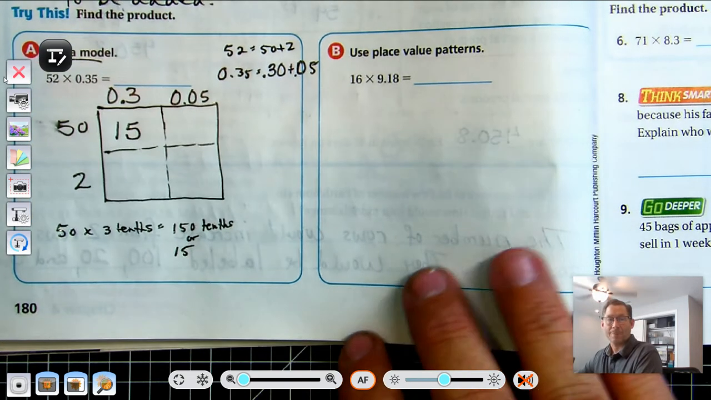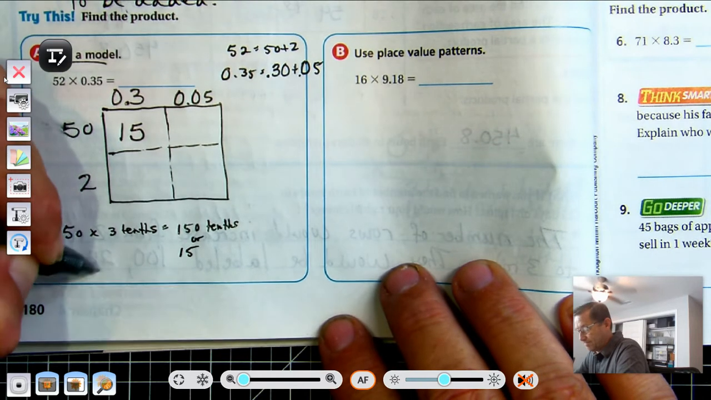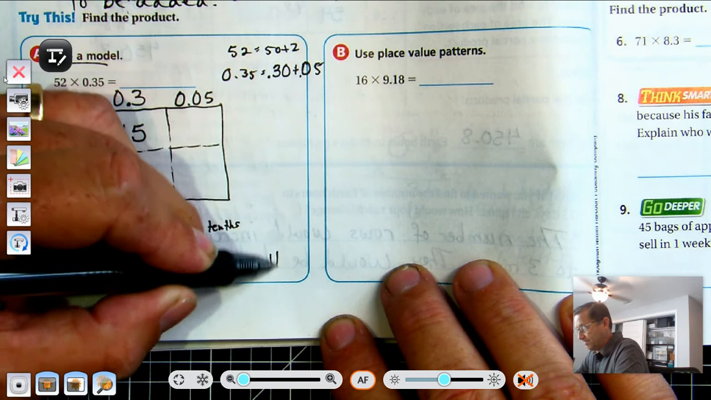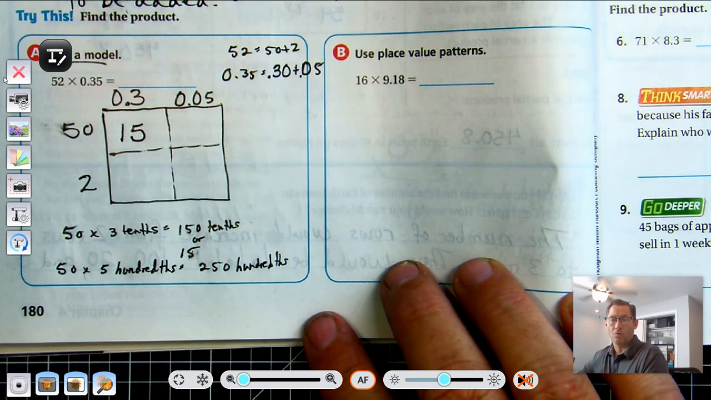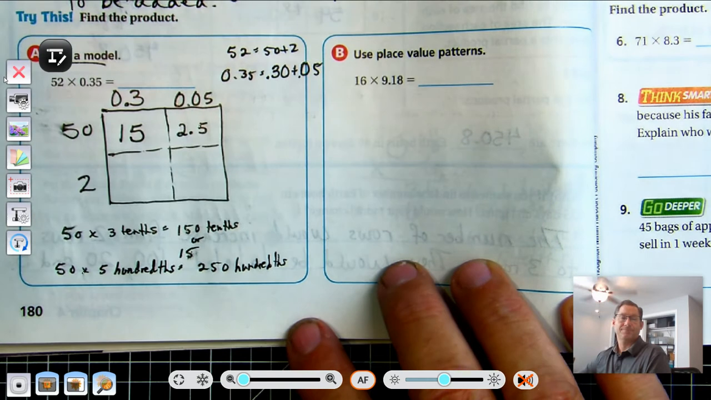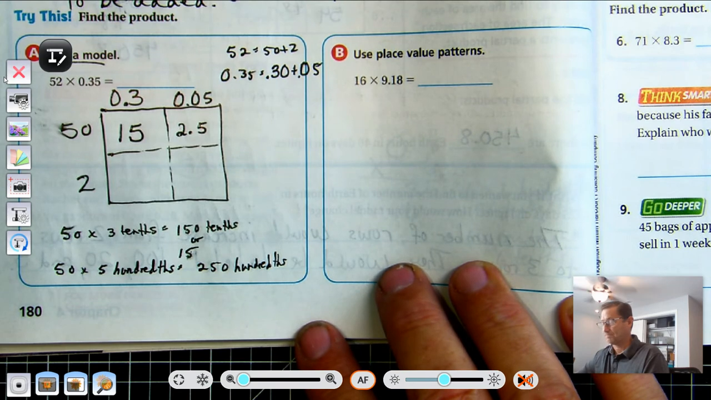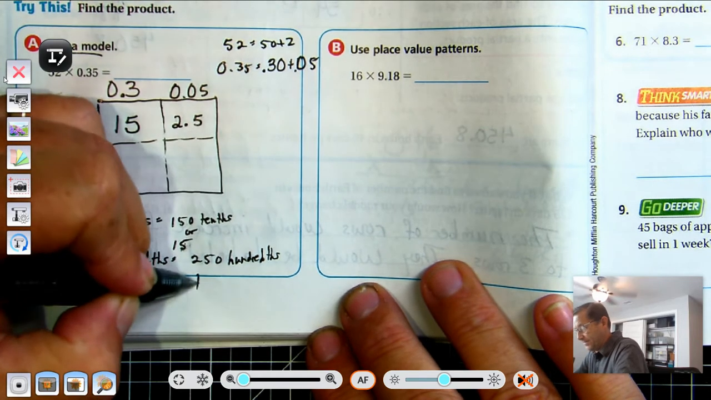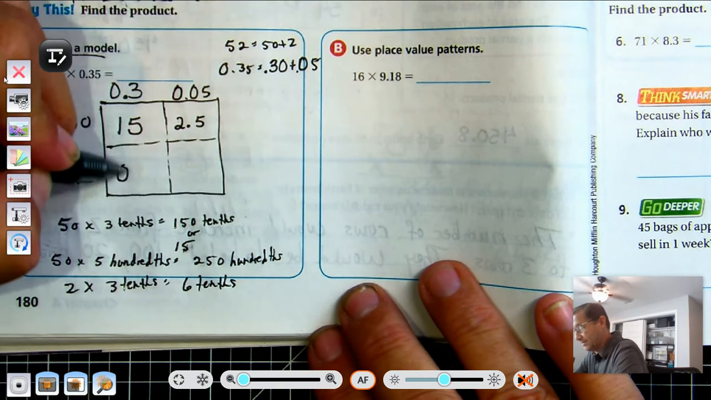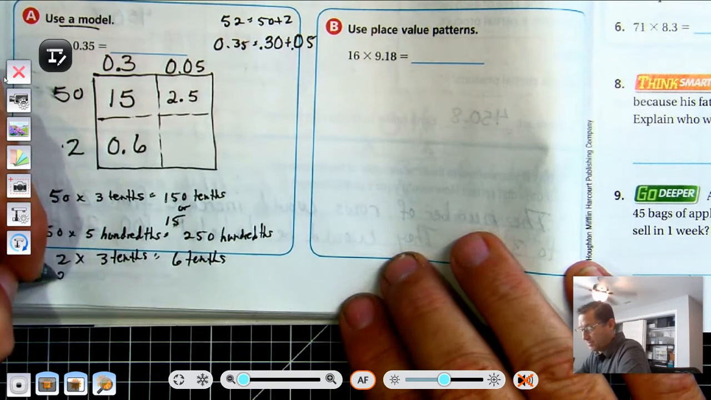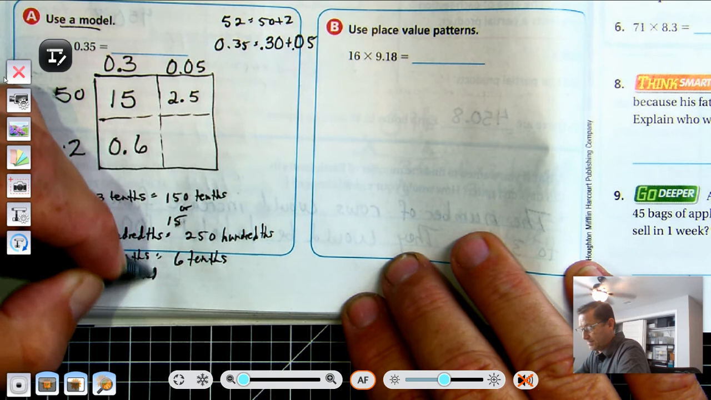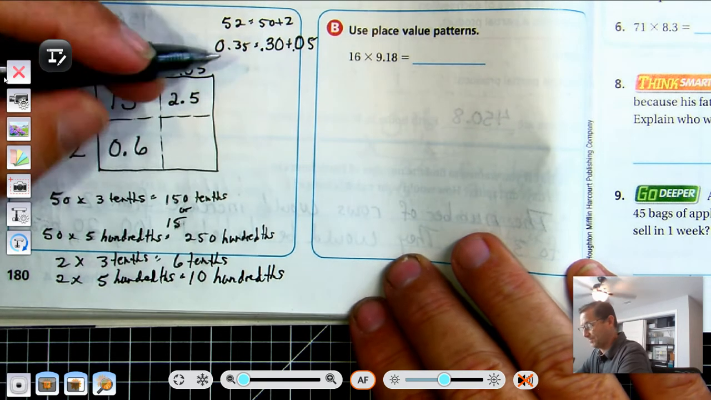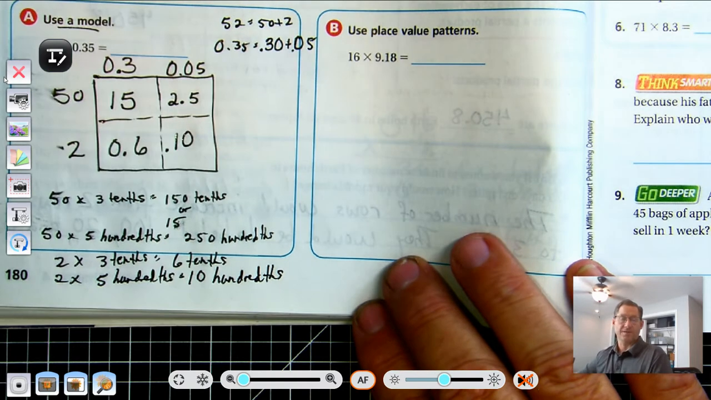Okay. 50 times 5 hundredths would be 250 hundredths, where there's 100 hundredths in one whole. So this would be 2 and a half. Now 2 times 3 tenths equals 6 tenths. All right, well, 6 tenths, we just write that as 0.6. And then 2 times 5 hundredths is 10 hundredths. How do we write 10 hundredths? Just like that, right?